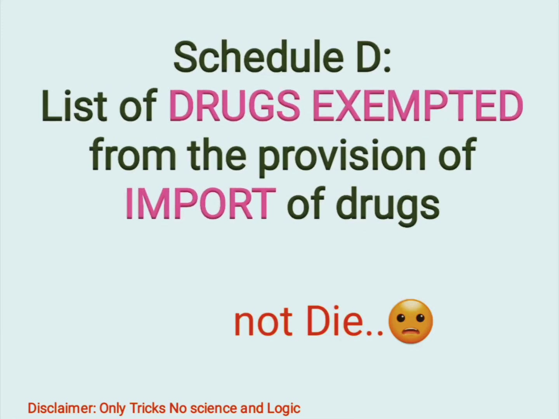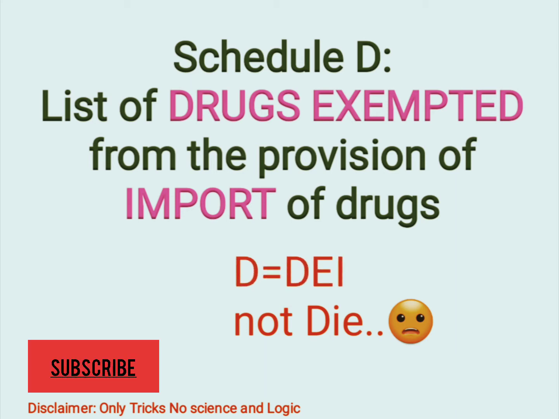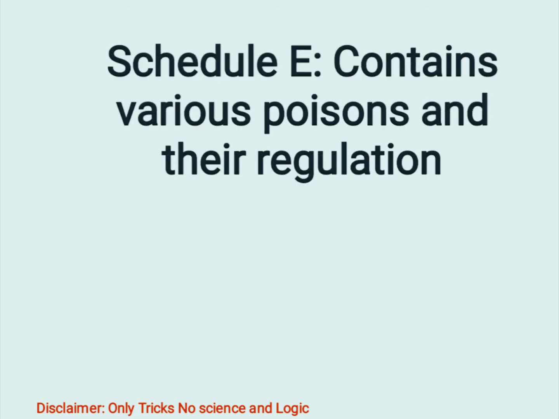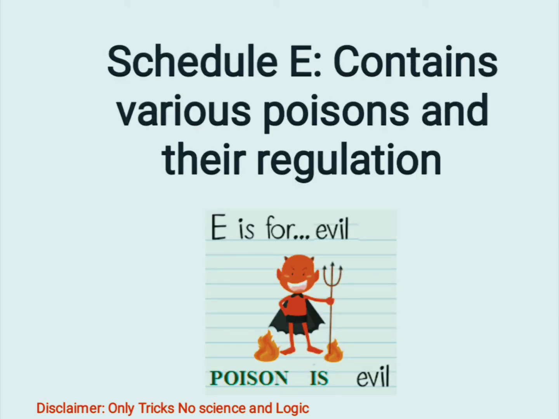Schedule D, list of drugs exempted from the provision of import of drugs. D is equal to drugs exempted from the provision of import. Die, not die. Schedule E contains various poisons and their regulations. E for evil, poison is evil.